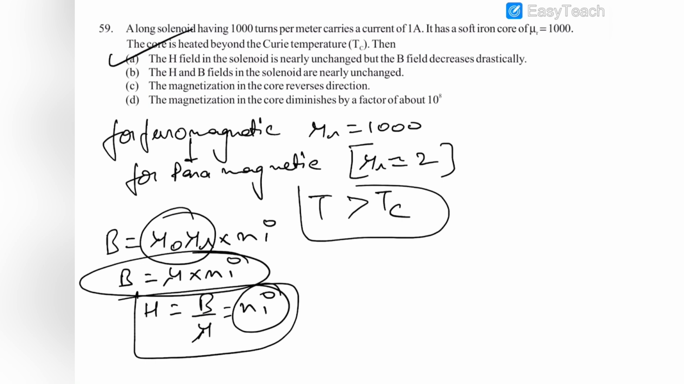And D says that the magnetization in the core is diminished by a factor of 10 to the power 8. This is a factual point which we should know, that the difference of magnetization between a ferromagnetic and a paramagnetic material is of the order of approximately 10 raised to the power 8. So by factual knowledge we can say that option D is also correct. Now we move on to the next question.